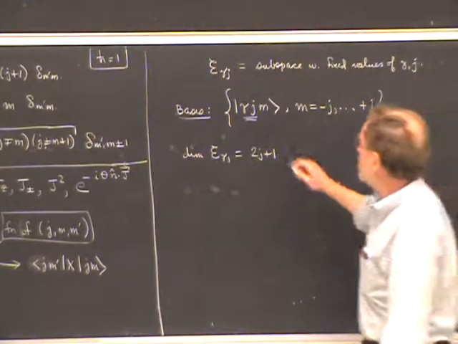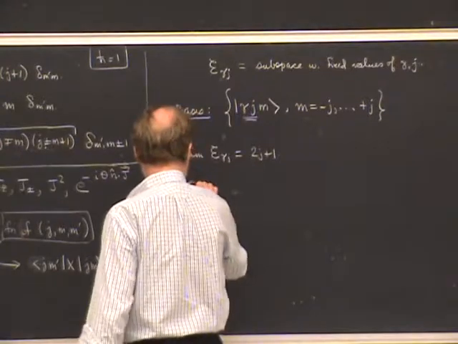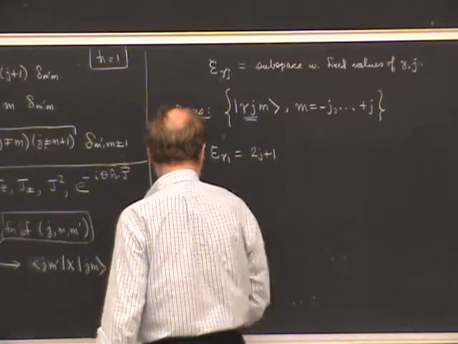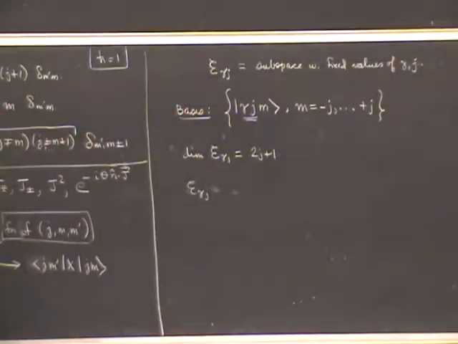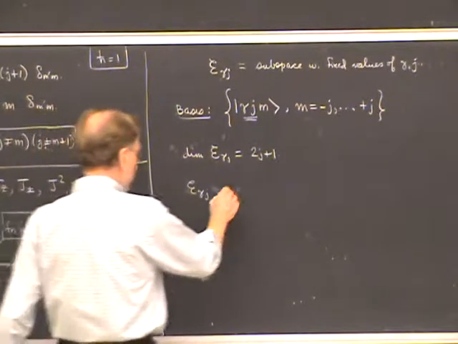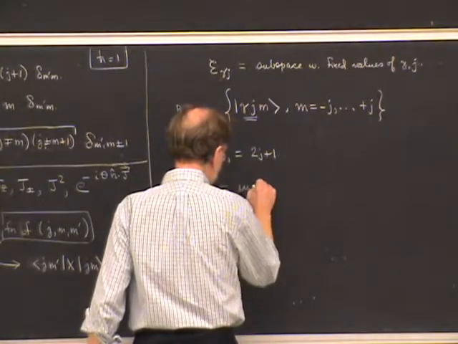Now, as I mentioned, this space E gamma J is invariant under the action of any rotation operator or any function of J, which includes the rotation operators, but also these as well. This is an invariant subspace.